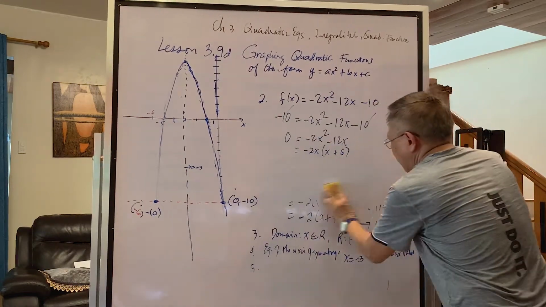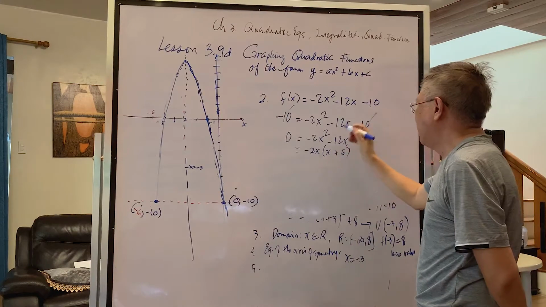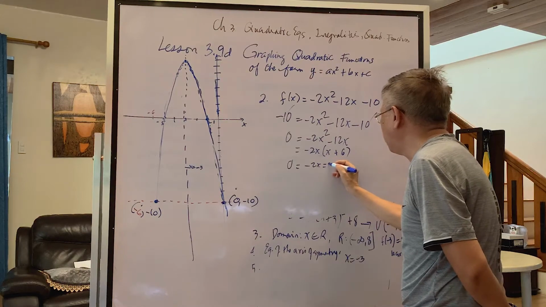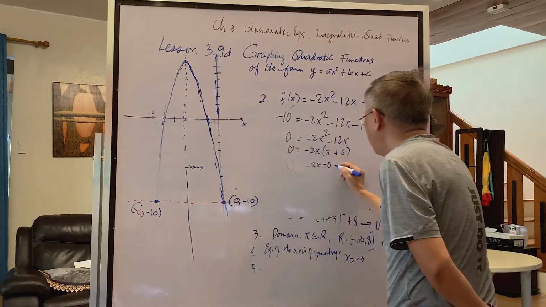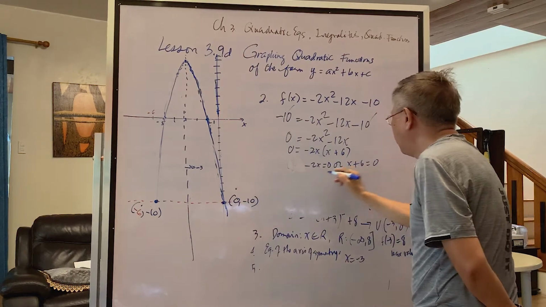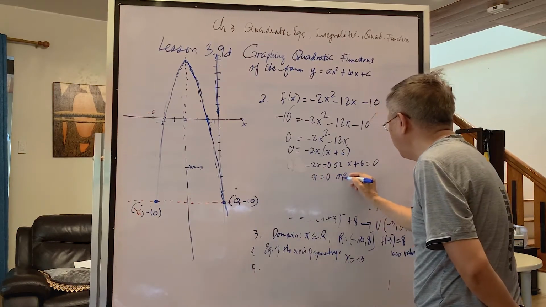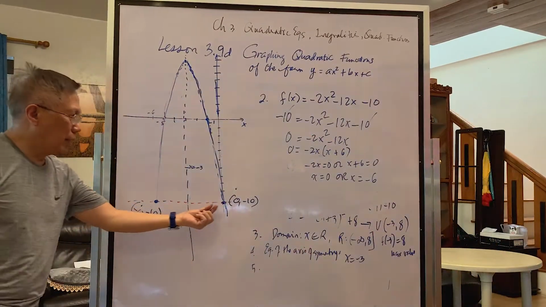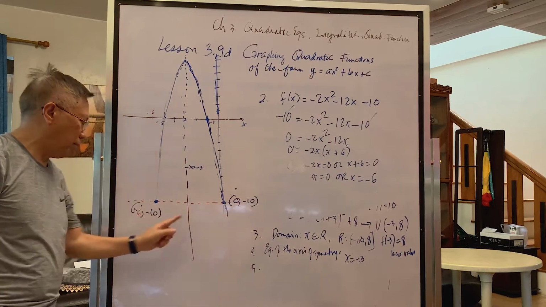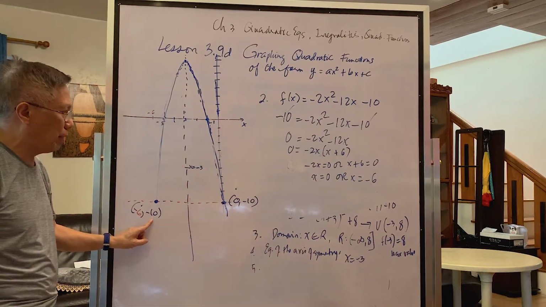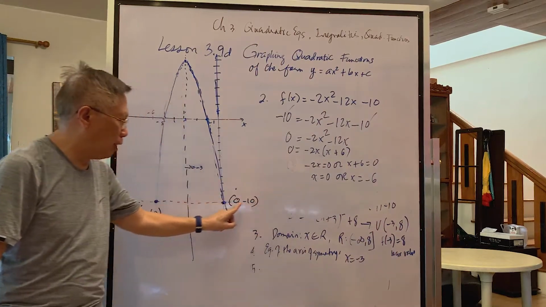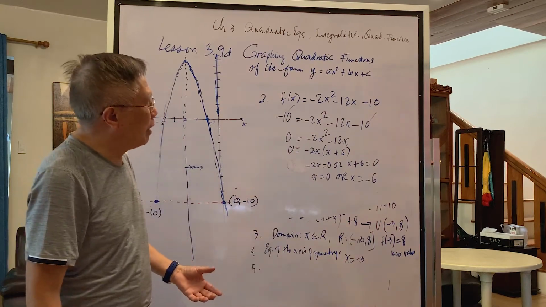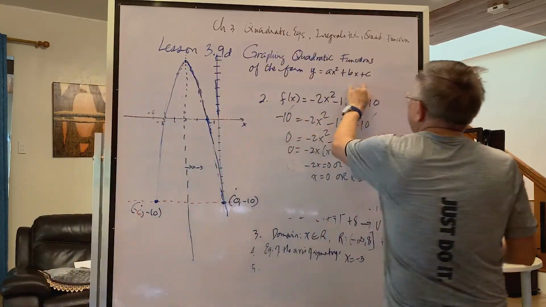Okay. Now, from the zero product theorem, I get here negative 2x equals 0, or x plus 6 equals 0. And I will get here x equals 0 or x equals negative 6. Indeed, the coordinates of the point symmetric with this point containing the y-intercept is negative 6 and negative 10. Because the y-intercept is contained in the point 0 and negative 10. So, there you go. You can actually graph this one now.